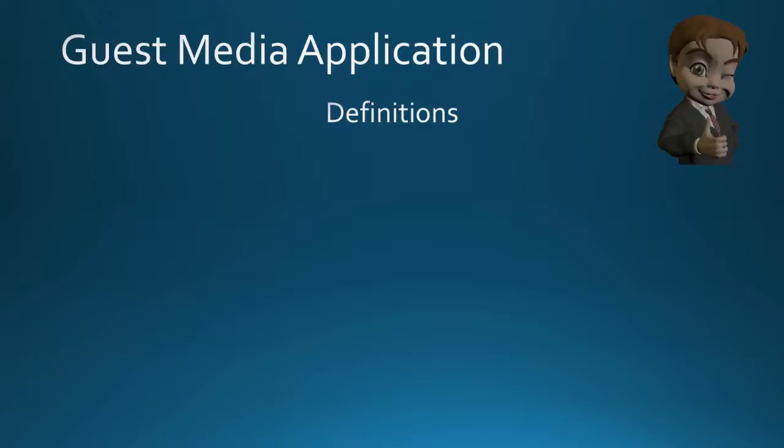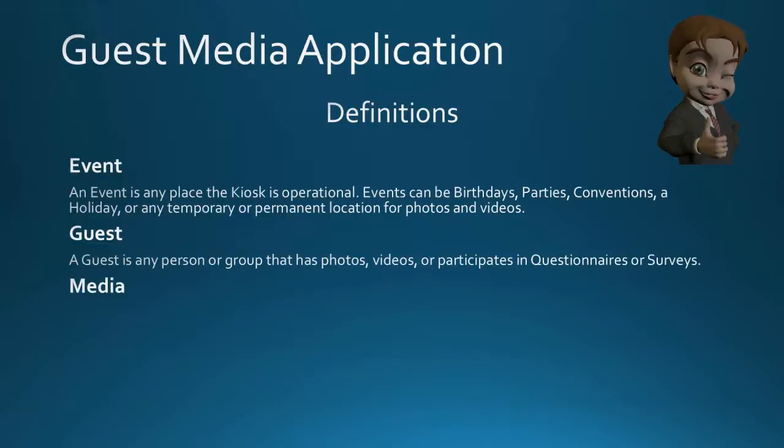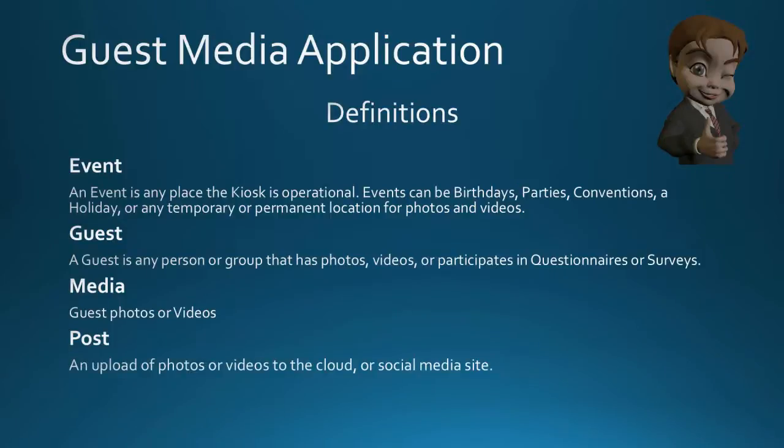The configuration help video covers these terms in more depth, but for this video some quick definitions are important. First, an event. An event is any place the kiosk is operational. Events can be birthdays, parties, conventions, a holiday, or any temporary or permanent location for videos and photos. A guest is any person or group that has these photos, videos, or participates in the kiosk questionnaires or surveys. Media are the guest photos and videos, and a post is an upload of those photos or videos to the cloud or social media sites.